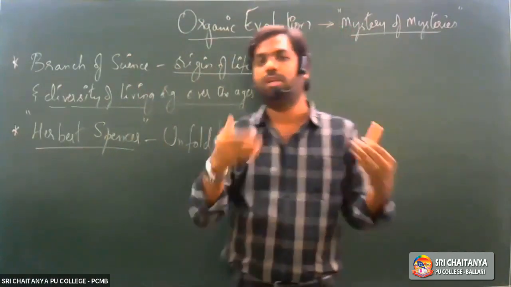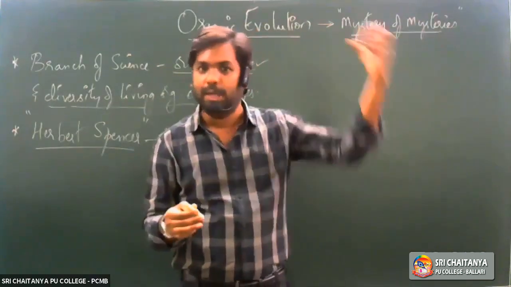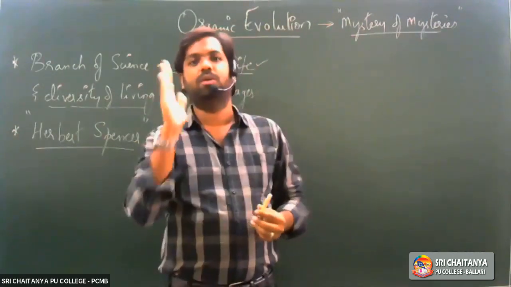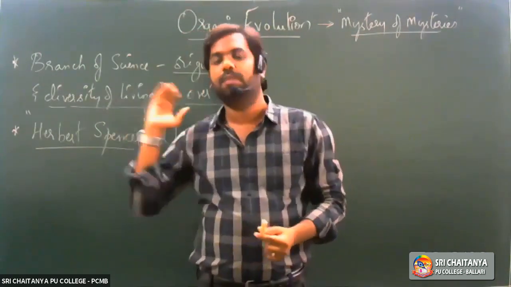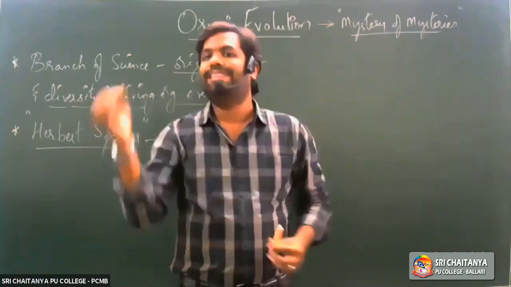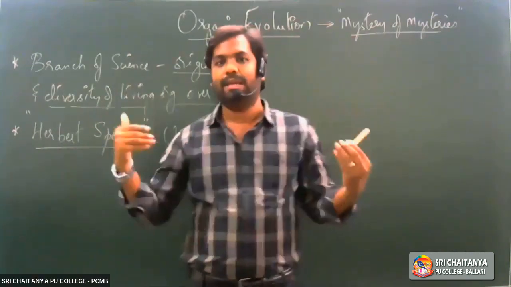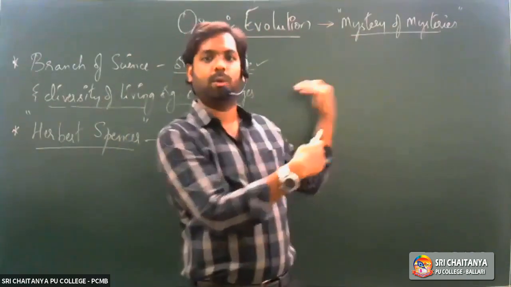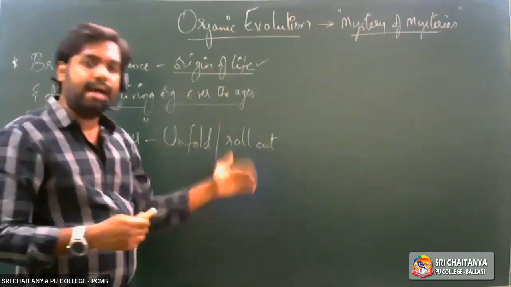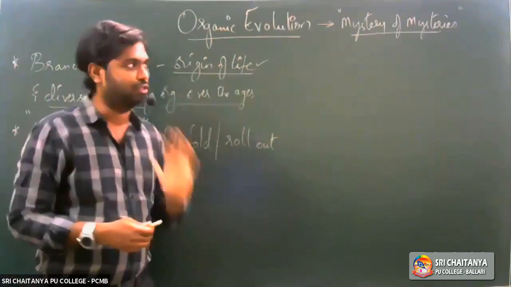In fact, no one actually knows how the Earth existed or came into its form, or rather how the universe came into its form. So what we are going to learn in this particular chapter is completely based on the hypotheses or assumptions which were given by several scientists. We'll be taking up several scientists, their work, and what they have stated pertaining to the origin of life, as well as the evolution of living organisms over the ages.